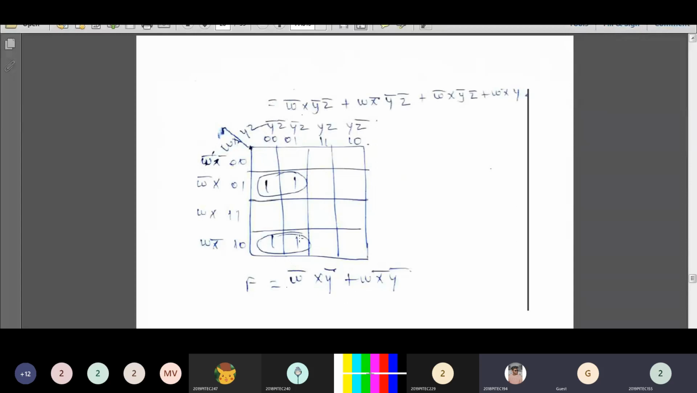Next, you have to write the product term for this second one. Here also your group is in the fourth row, first and second column. So you write the variables in the fourth row: W X'. Here your group spans two columns, so you see the common variable in the two columns, which is Y'. So W X' Y'. This is your answer.